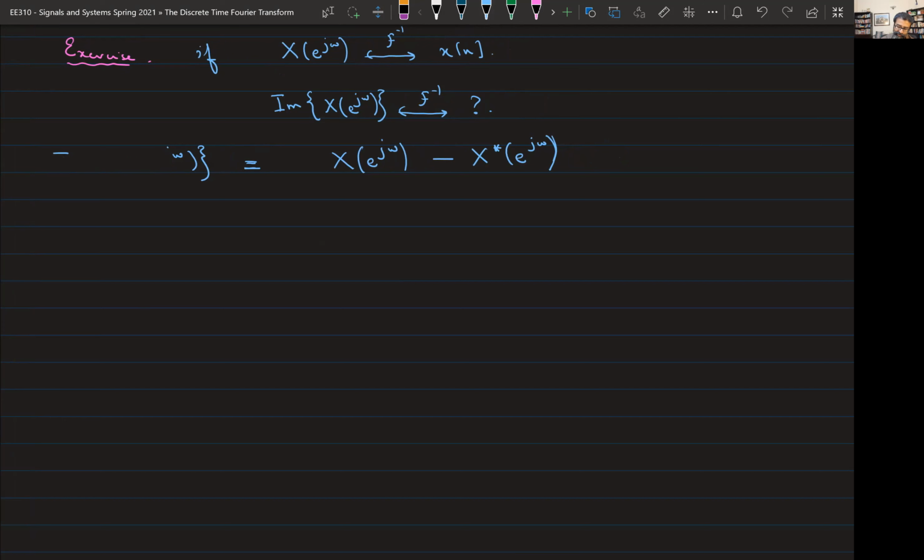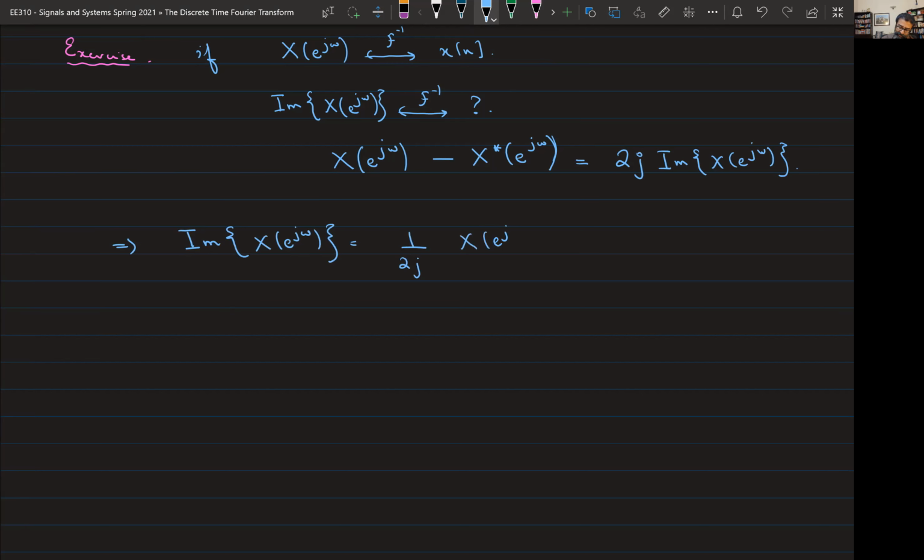So I claim that this is equal to 2 times j times the imaginary part of x of e raised to j omega. This is what you get. And then you need to divide by 2j. Excellent, right? So the imaginary part of x of e raised to j omega is actually equal to 1 upon 2j times x of e raised to j omega minus x conjugate of e raised to j omega.